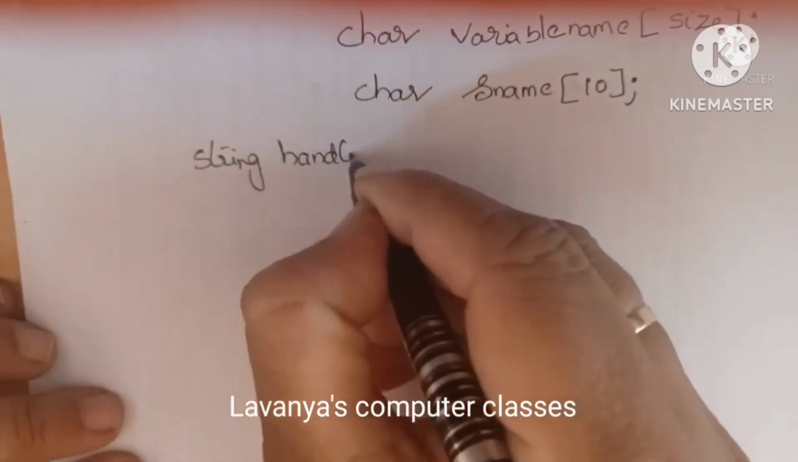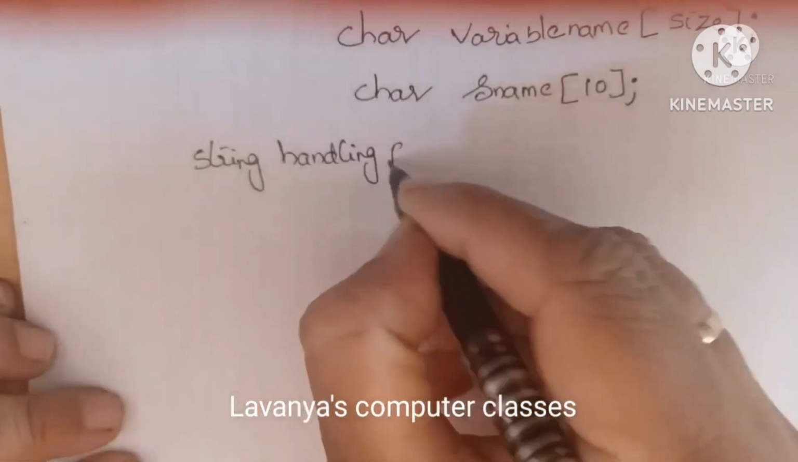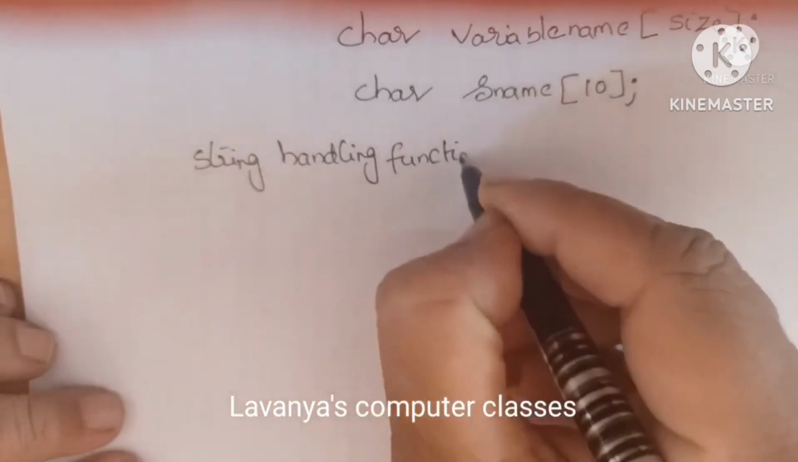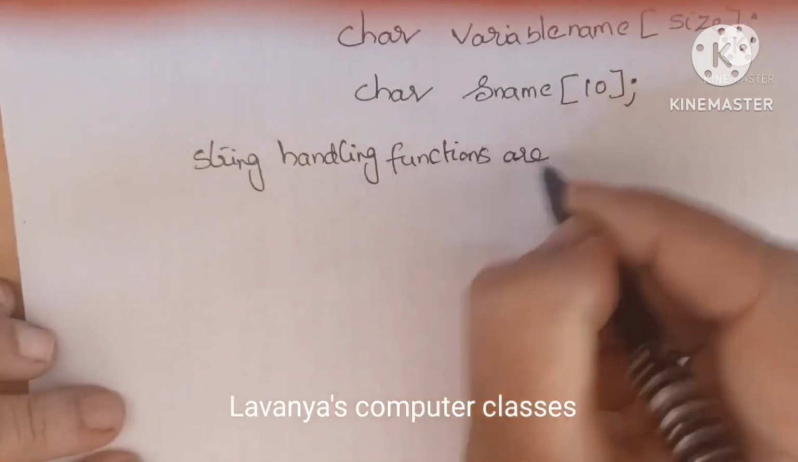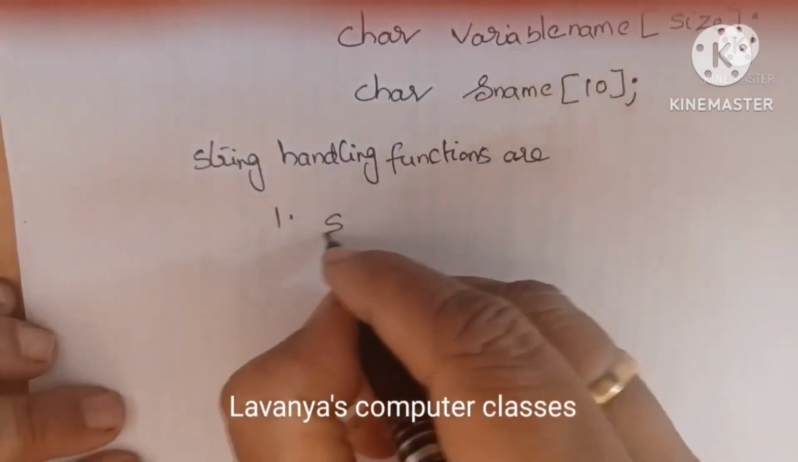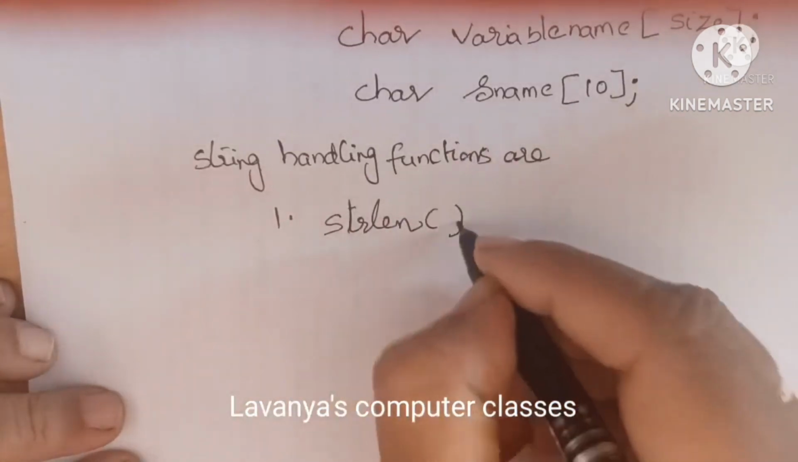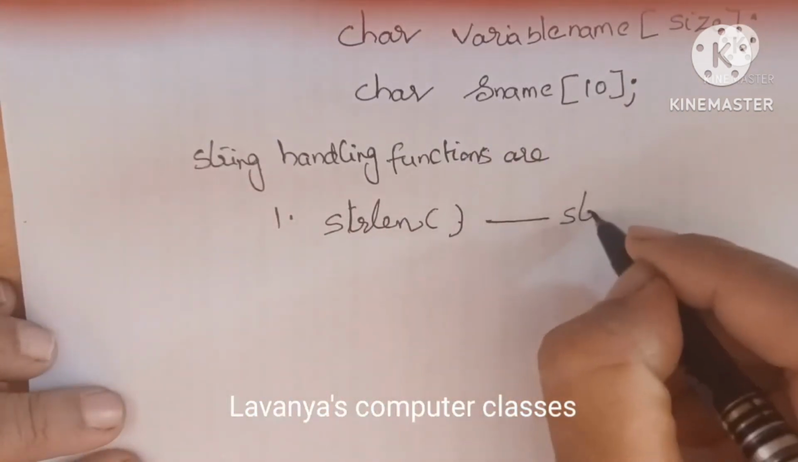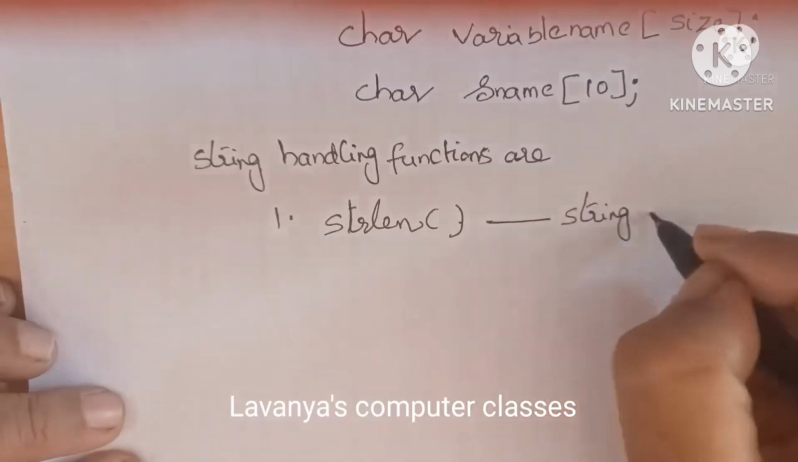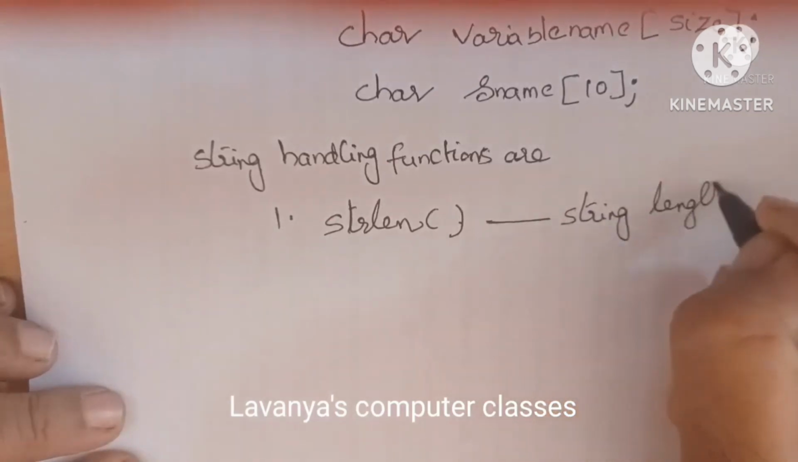What are the string handling functions? These are the string handling functions. All the functions start with str because it is a string. The first function is strlen. Len means length, str means string length. It is used for finding the length of the string.